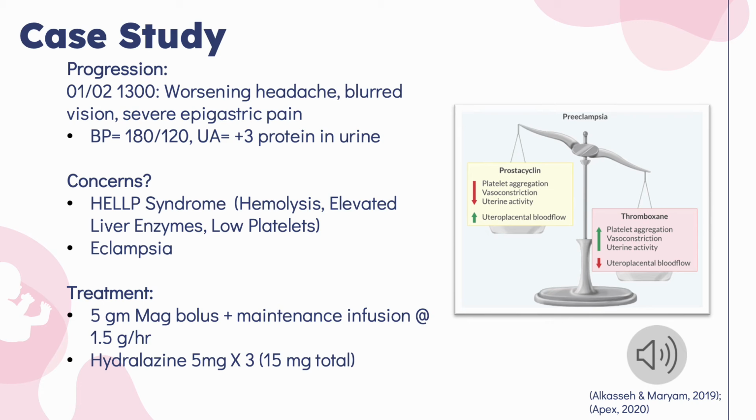The next concern is eclampsia. Since the patient has not received any treatment yet, and her blood pressure is still severely elevated, she is at a super high risk for seizures. So the healthcare team goes ahead and starts treatment. She receives a 5-gram MAG bolus and then is started on a maintenance infusion of MAG at 1.5 grams per hour, and she receives 3 doses totaling 15 milligrams of hydralazine.